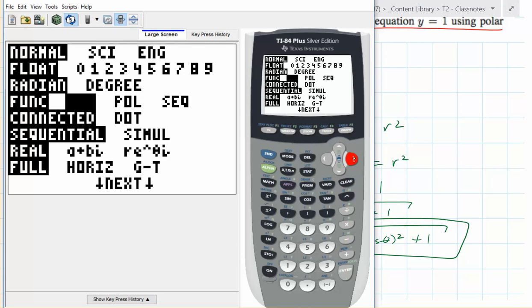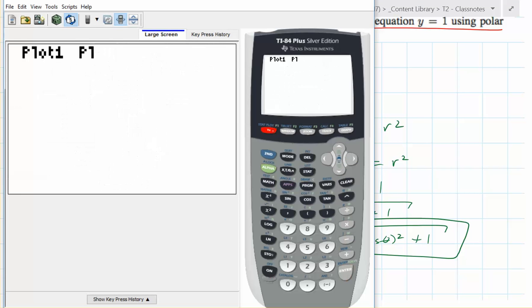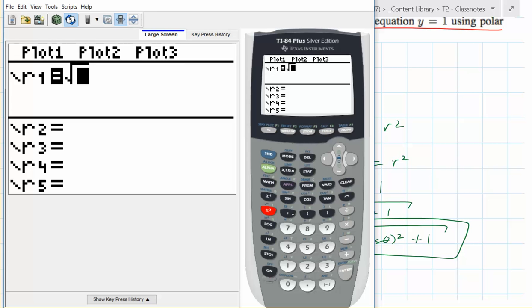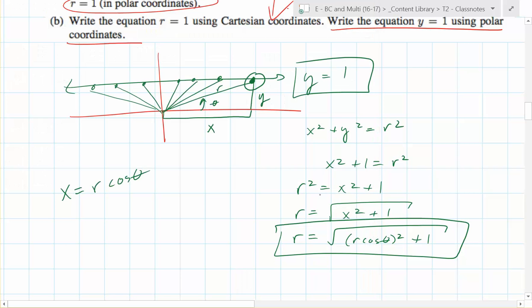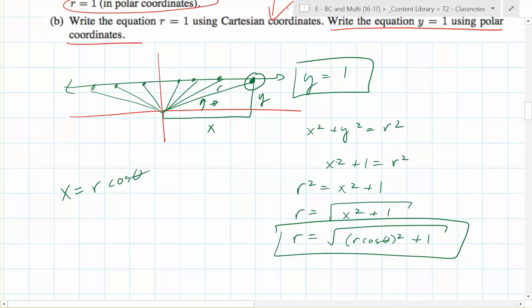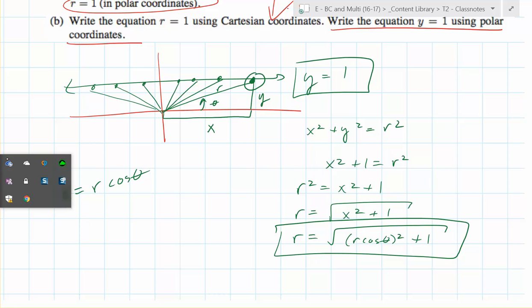So go to polar. There we go. So r equals the square root of, what was it? R squared cosine squared plus 1? Sure, be careful about that. Oh, do we have an issue here? Yeah, we have an issue. We can't plug it in. We're limited here. So is there another way we can do this?